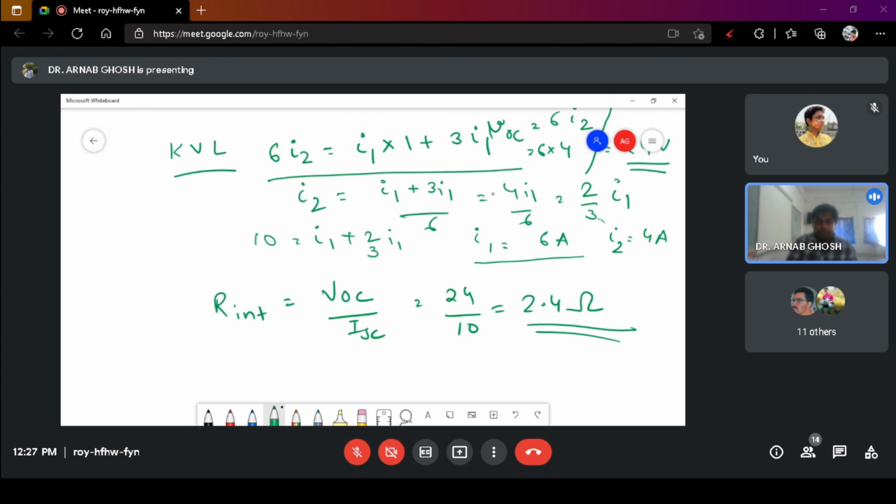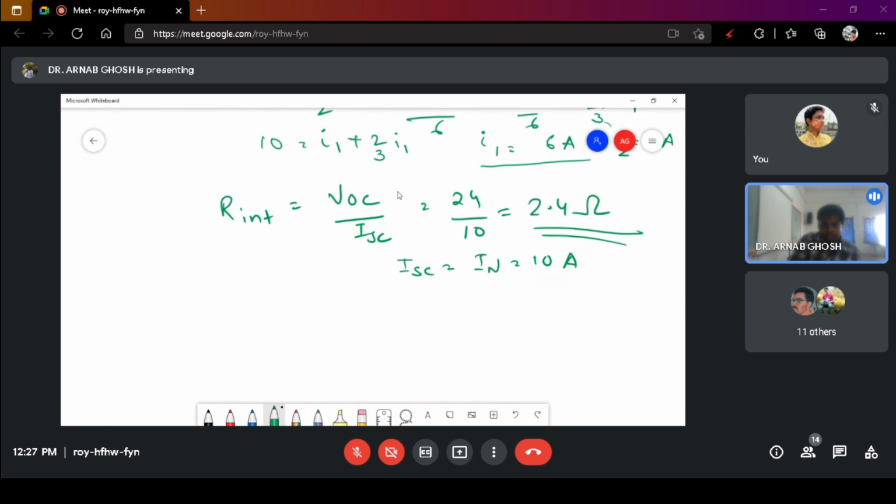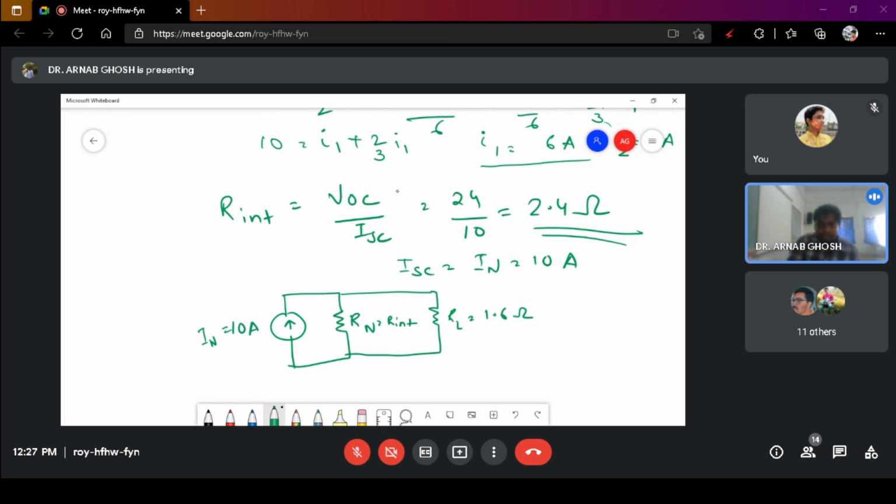Okay. Now you formulate or you design the circuit. So your ISC is equal to IN, that is equal to 10 ampere. Okay. So your circuit becomes 10 ampere, that is IN. This is parallel to RN, that is R internal. And you connect the load resistance here. That is RL, that is 1.6 ohm. So this is your 2.4 ohm. This is your 1.6 ohm.